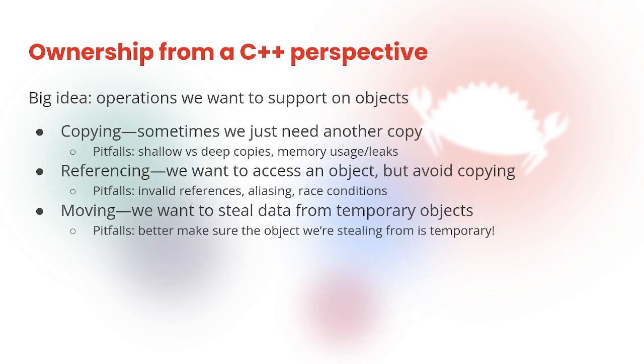Race conditions. Moving, we want to steal data from temporary objects. The pitfalls here are we better make sure that the object we're stealing from is actually temporary, because if you're stealing from something that has a name, and try to refer to it later, it's an invalid reference yet again. So these are the operations that we want to support on objects. And this is not just C++, right? Rust has these ideas too. So they're just presented in a different way.